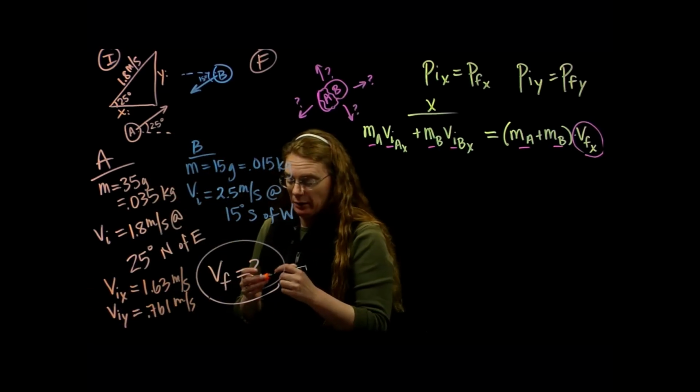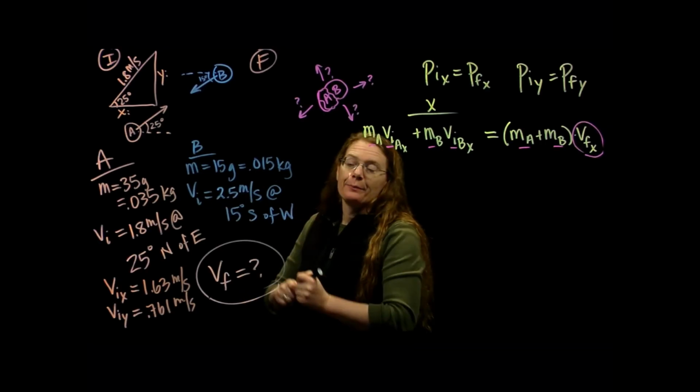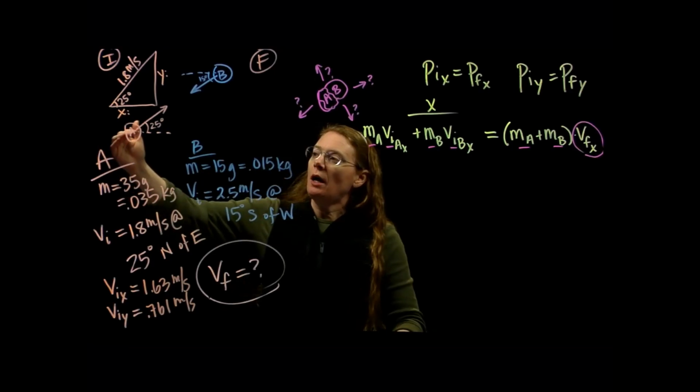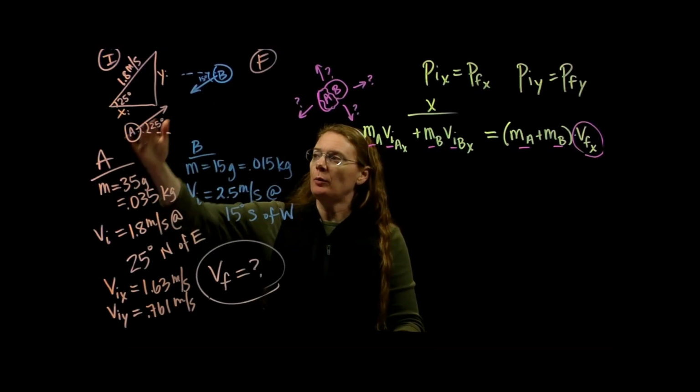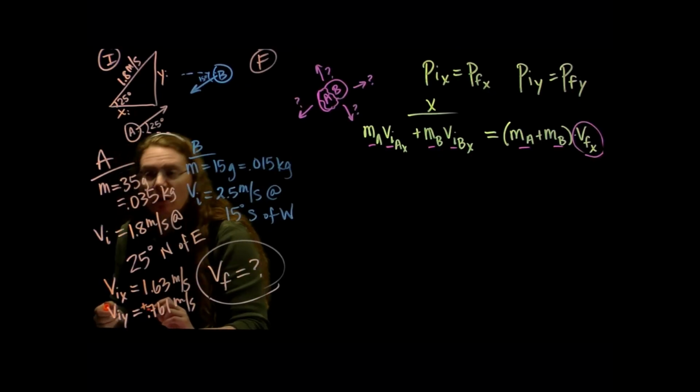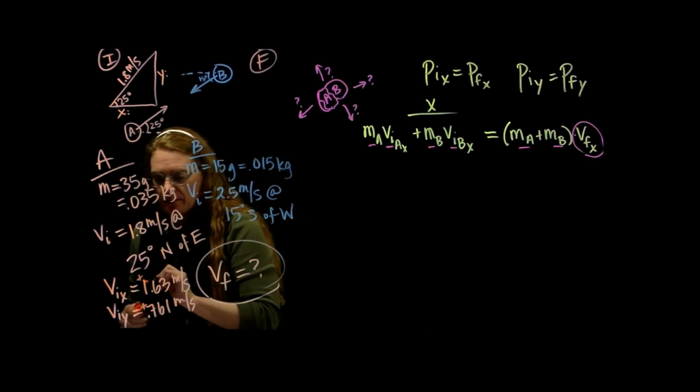And I'd better be careful here. Are these both positive? Are they negative? Are they one of each? This one is moving up and to the right. Up means a positive y, so I have a positive here. Right means a positive x, positive there.